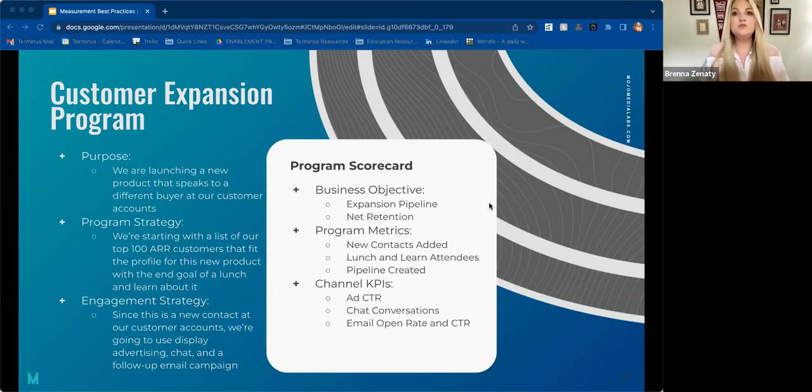So again, similar to our retention program, we need to get in front of new personas. So new contacts added will be a metric that we want to track and understand to see if we're engaging that new audience. We're also going to run, for example, a targeted event or a targeted lunch and learn to educate these new personas. And for our existing users, we'll look at overall attendees as well as new pipeline influenced for opportunities related to this new product in these customer accounts.